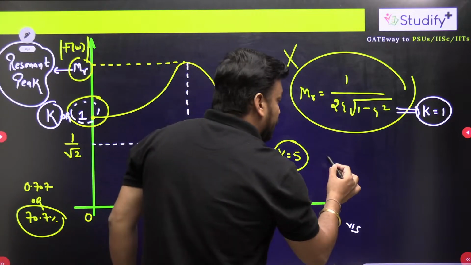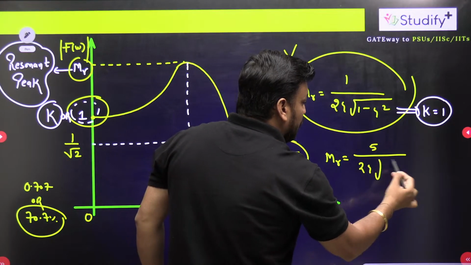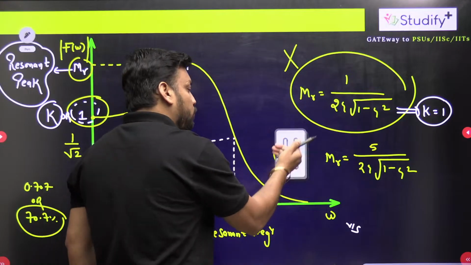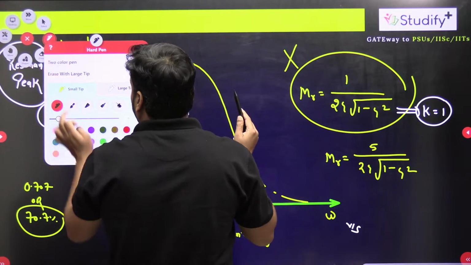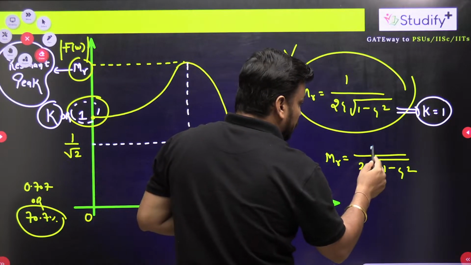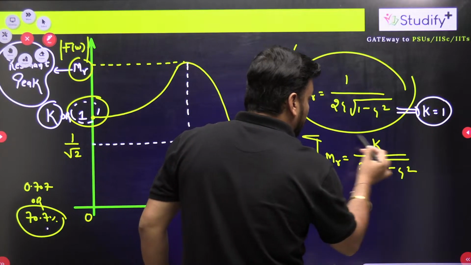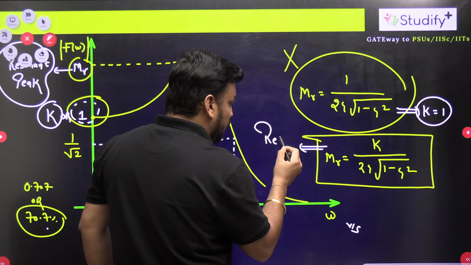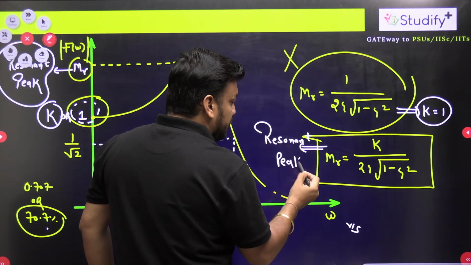तो फिर एमआर का फॉर्मूला क्या हुआ पता है? एमआर का फॉर्मूला फिर ये हुआ 5 upon 2 zeta root of 1 minus zeta squared. आई होप यू आर गेटिंग माय पॉइंट. इट मींस इन शॉर्ट, इफ यू वांट टू मेक इट जनरलाइज्ड, then we can also write here, yeah. तो क्या मैं यहाँ k लिख दूं क्या? So this is your in general formula for the resonant peak. However, this k value, where k is what?